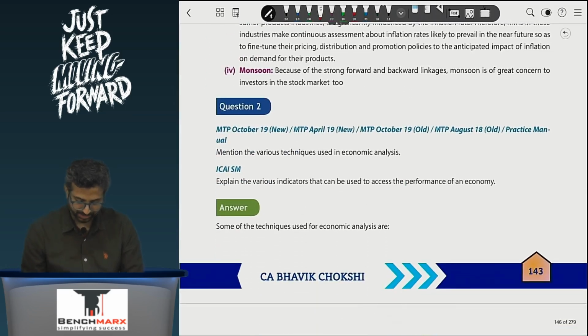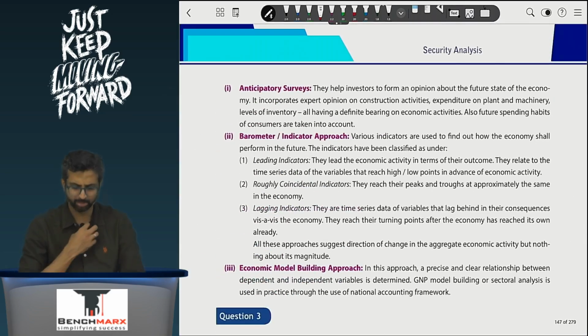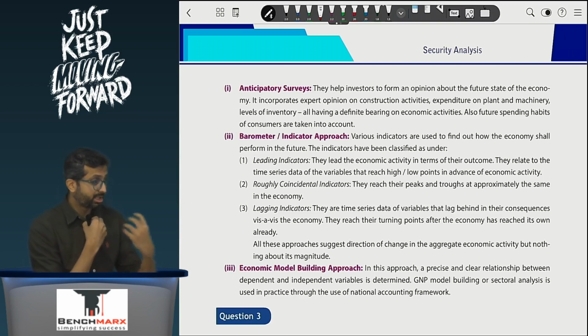Next, you have a lot of sums on this. Mention the various techniques used in economic analysis. Various indicators that can be used to assess the performance of an economy. So there are basically 3 important barometers. One is anticipatory surveys. A lot of times, I don't know in your college you have such things or not, but a lot of colleges require you to do some research. अपन अपने friends को Google form भेजते and we say जबरदस्ती भरवाते, so please fill this form. So you are taking kind of a survey from people, but ये जबरदस्ती वाला नहीं होता है. People are, some serious people will volunteer and they will kind of fill out surveys on what they anticipate.